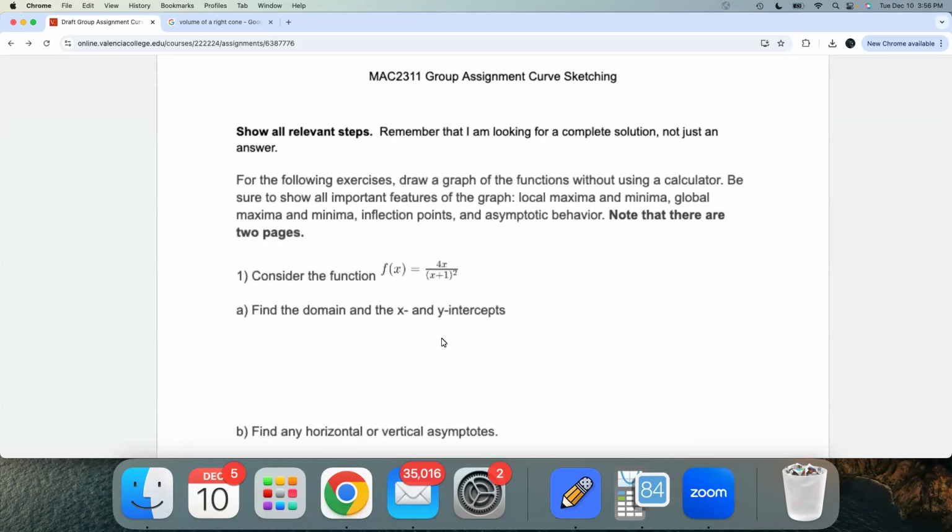Intercepts are points, not numbers. I see a lot of mistakes here. How do you always find an x-intercept? By setting y equal to 0 and solving for x. How do you always find a y-intercept? By setting x equal to 0. To find either intercept, you set the other guy equal to 0 and solve. And then write those as points.